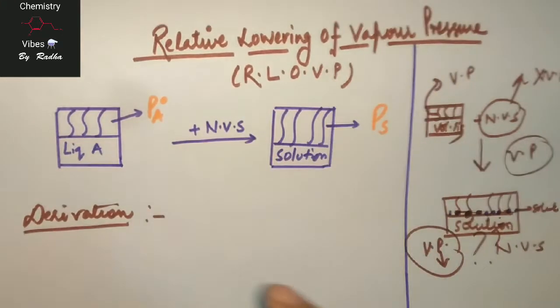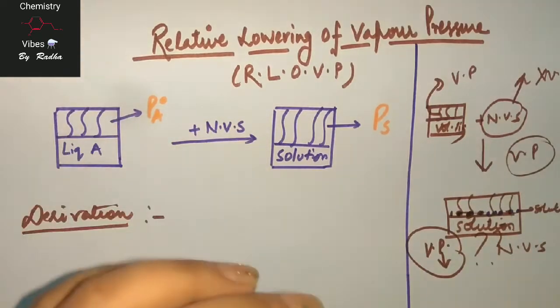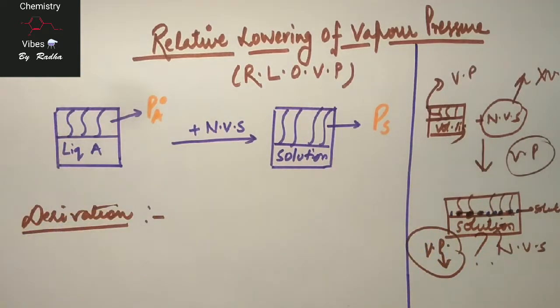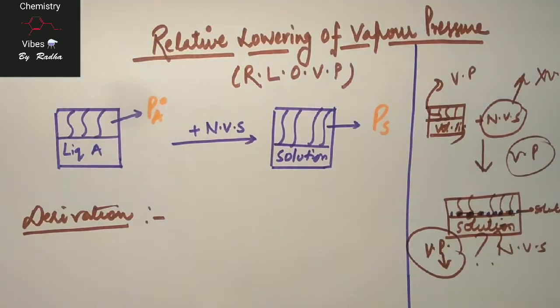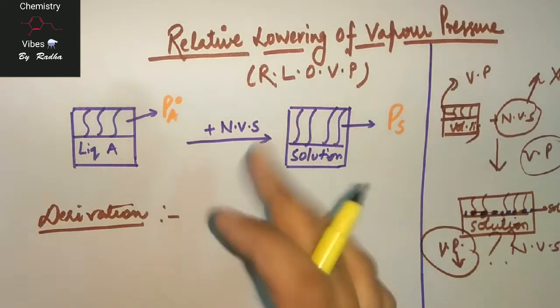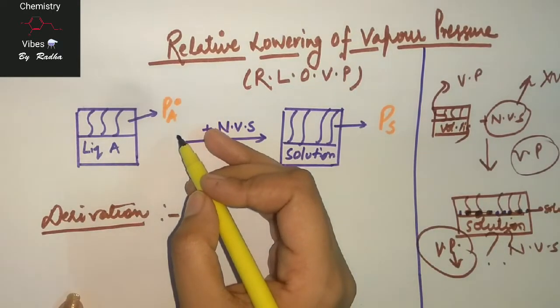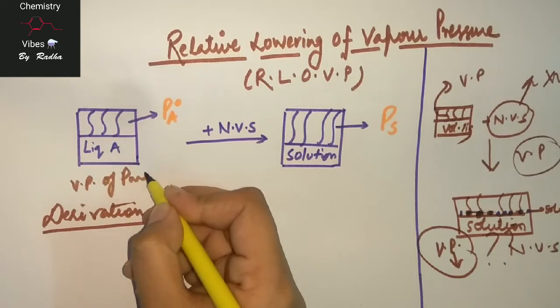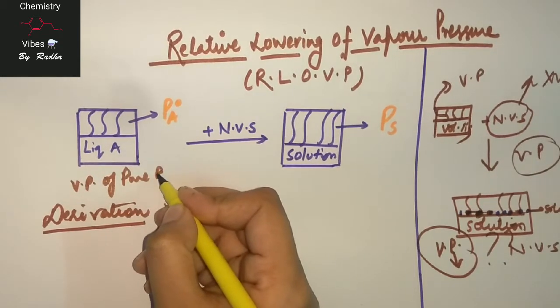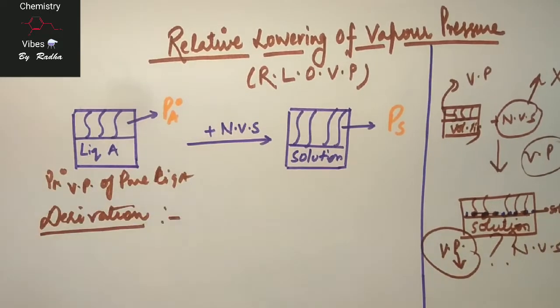Relative lowering of vapor pressure is a colligative property, and our main aim is to find the molar mass of the solute which is added. So we need to derive that. We are going about the derivation of the molar mass of the non-volatile solute. Look over here, we have a liquid A which is volatile in nature, and PA naught is the vapor pressure of the pure liquid A.